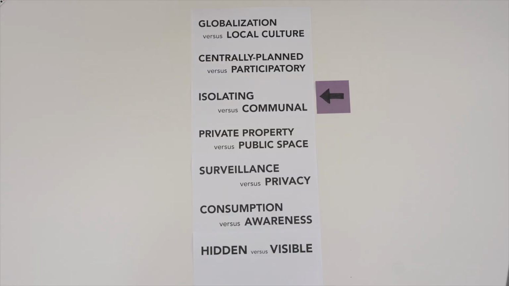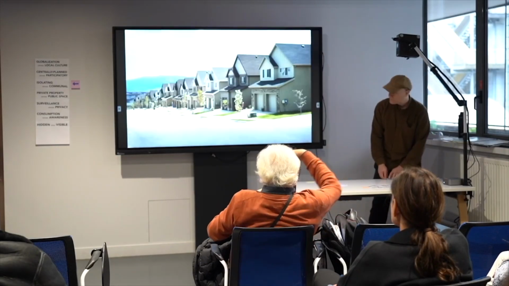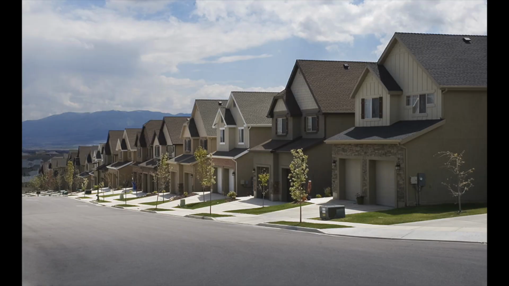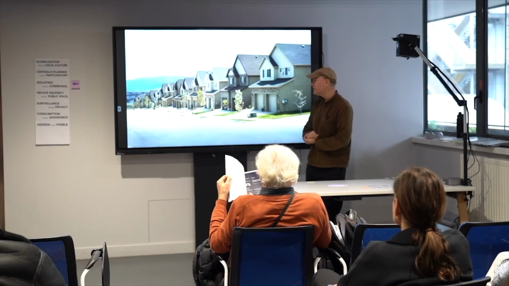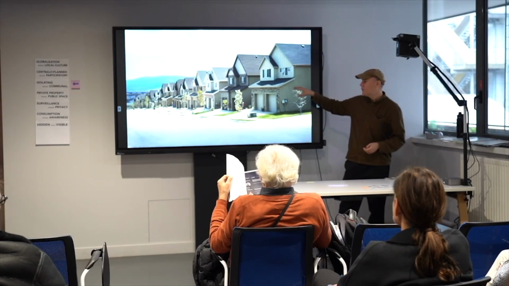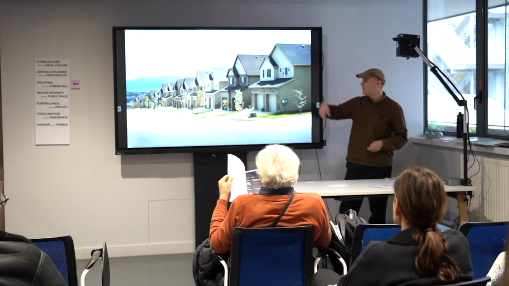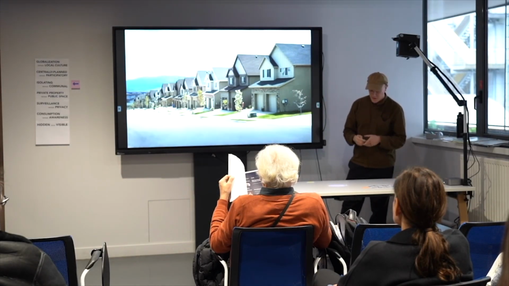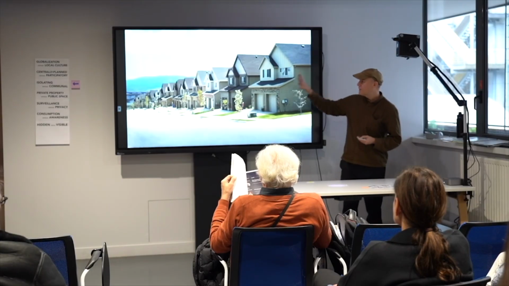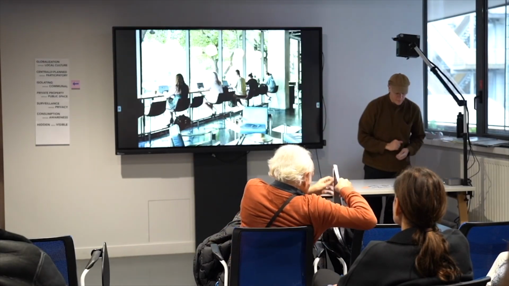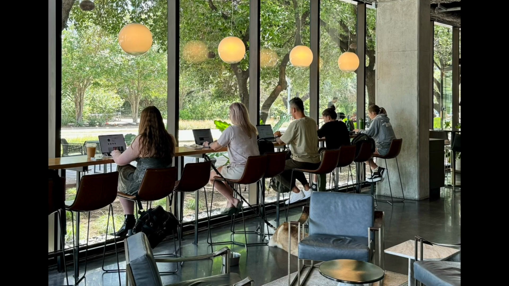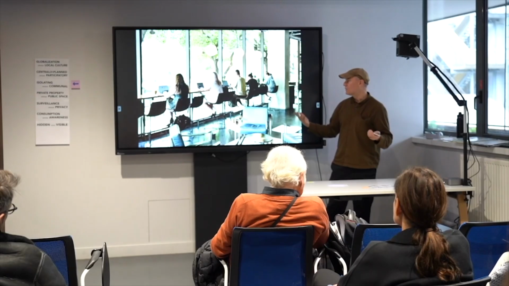The next set of values is isolating versus communal. So here are some houses. They're on the same block, but it's likely that the people who live in these houses don't know their neighbors, because all life either takes place inside the house or they get in the car and they go somewhere else. And there's an exactly analogous picture to this in computation, which is this. These people don't know their neighbors. They're each in their own separate world. They're not engaging with the people around them.